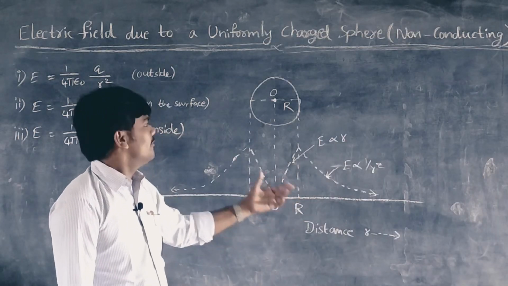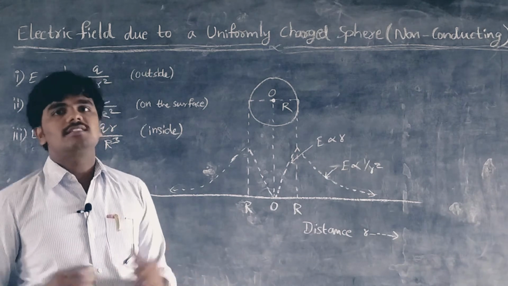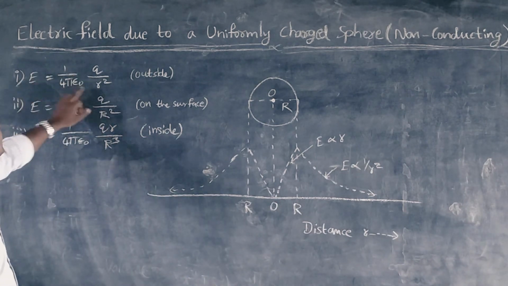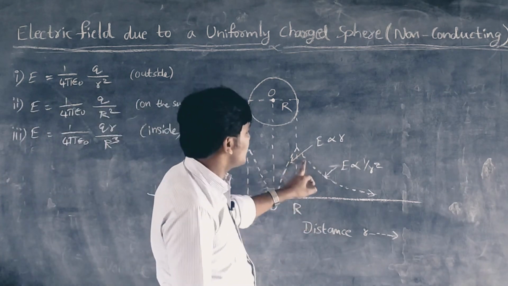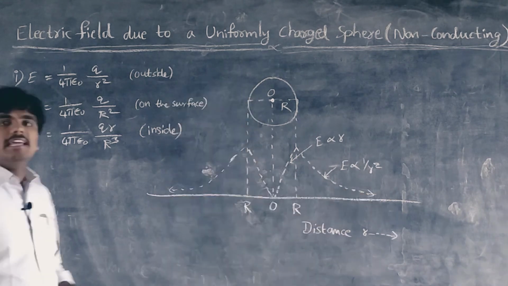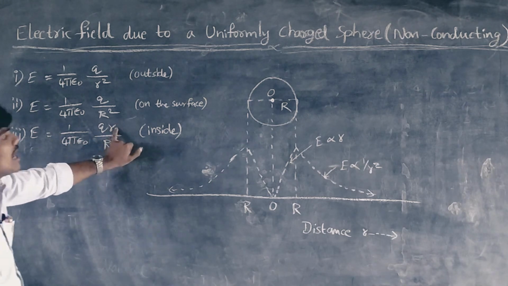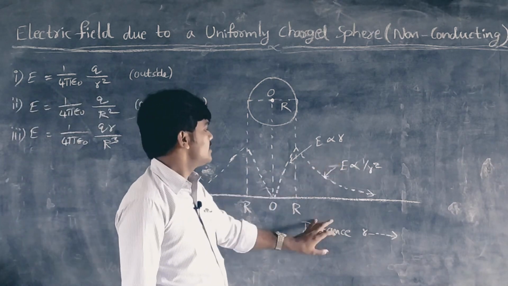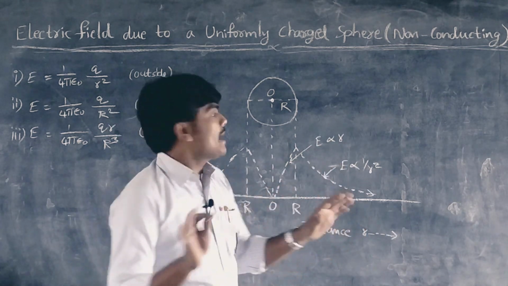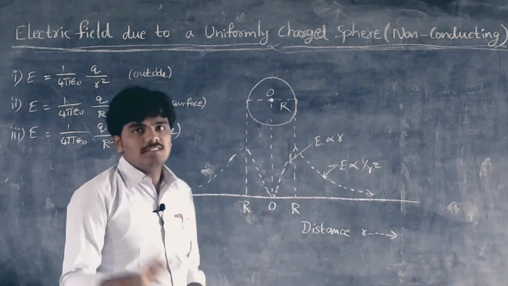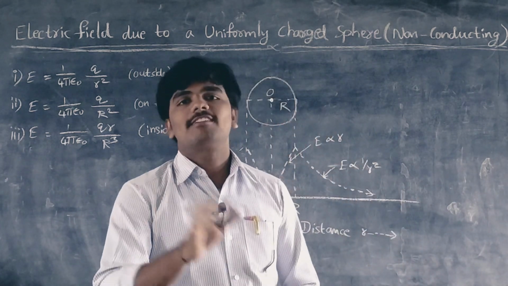This figure shows the variation of electric field as a function of distance r. It is obvious that the electric field outside the sphere is inversely proportional to the square of the distance, so the electric field decreases as the distance increases. In the same way, the electric field inside the sphere is proportional to the distance r, so if the distance r increases, the field also increases like this. It is maximum on the surface of the sphere. So this is somewhat about the electric field due to a uniformly charged sphere in several cases. Thank you.